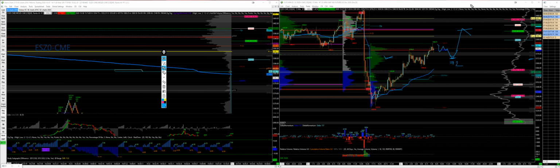scene of the crime at 34.20 up above, and on the way to there we are likely to retest the 404 MC VPOC, this one, and then 420. So that's my scenario 1.